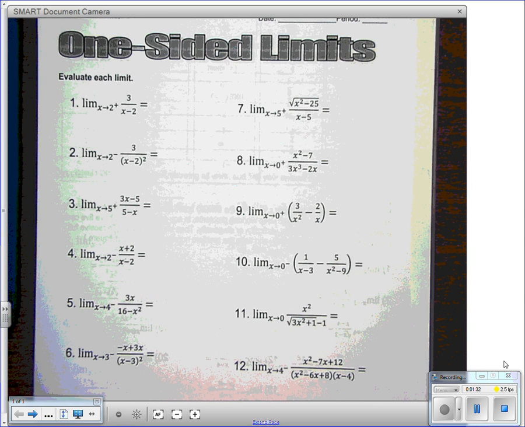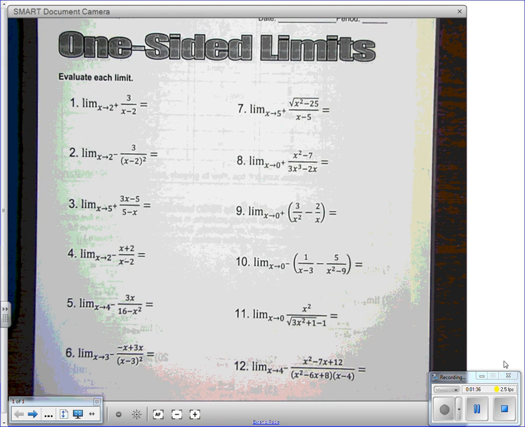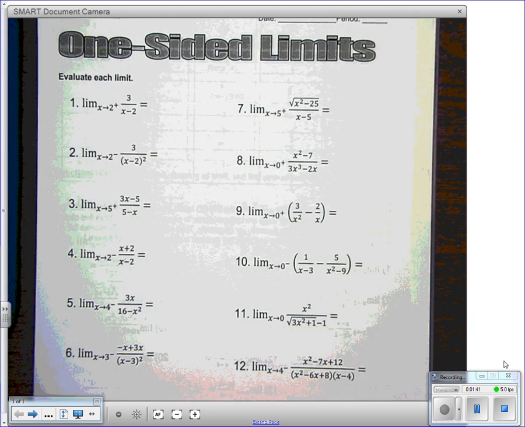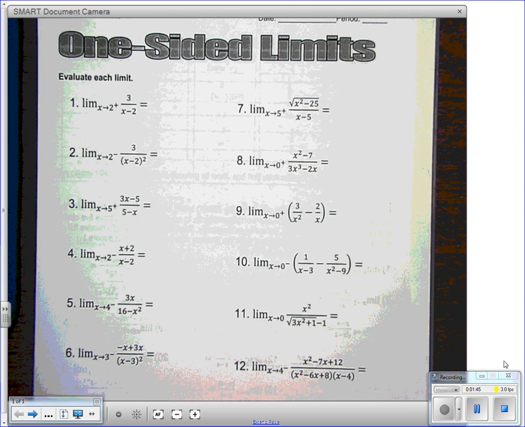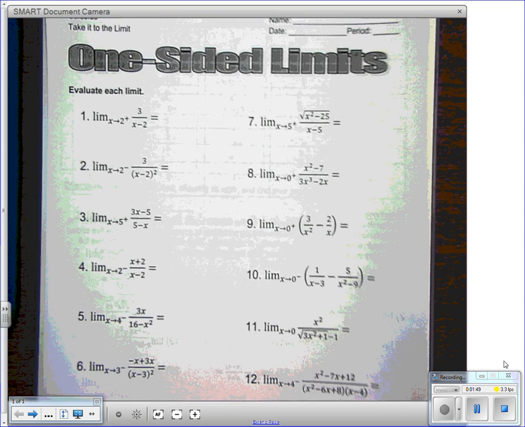So we talked about limits earlier in the year, and so you either want to factor these or simplify them or maybe plug them in. You can look at the graph. You just need to make sure that you're looking at the whole graph and not just a little small portion of it. Okay, so that's for the first page. You want to evaluate the limits.